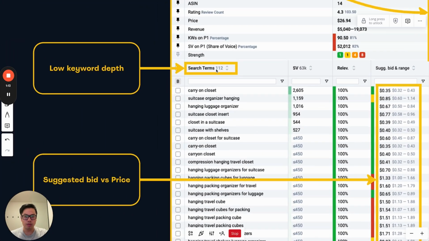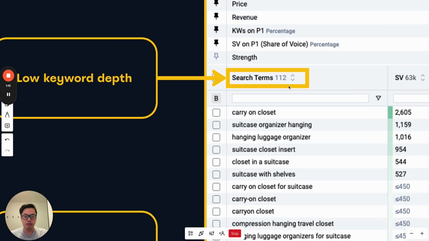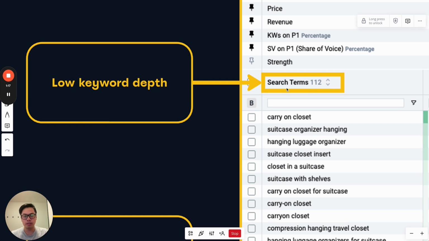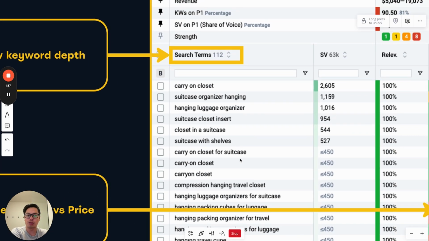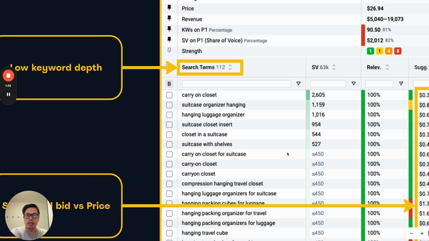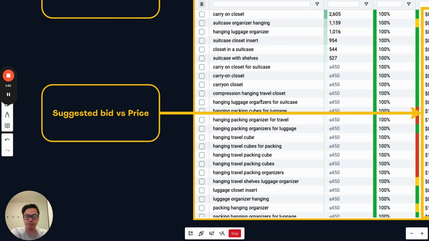Search terms. So we have roughly about 112 total unique search terms. There could be more. However, it's not going to be that much more from what we see here. So this tells me that we have low keyword depth. Generally, when you have low keyword depth, you have more competition. Your cost per click generally will rise because everyone's going after the same keywords, and you have less opportunity to take over long tail keywords.